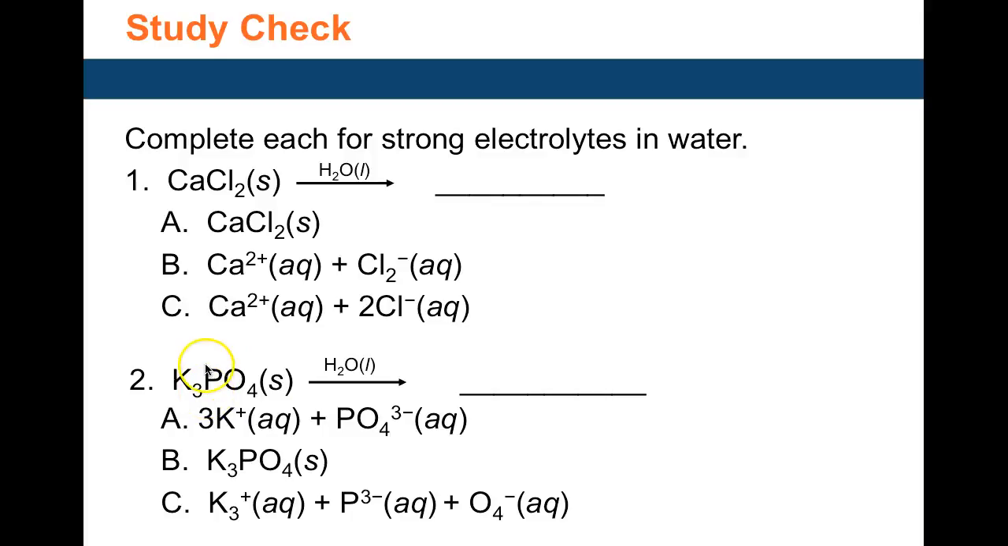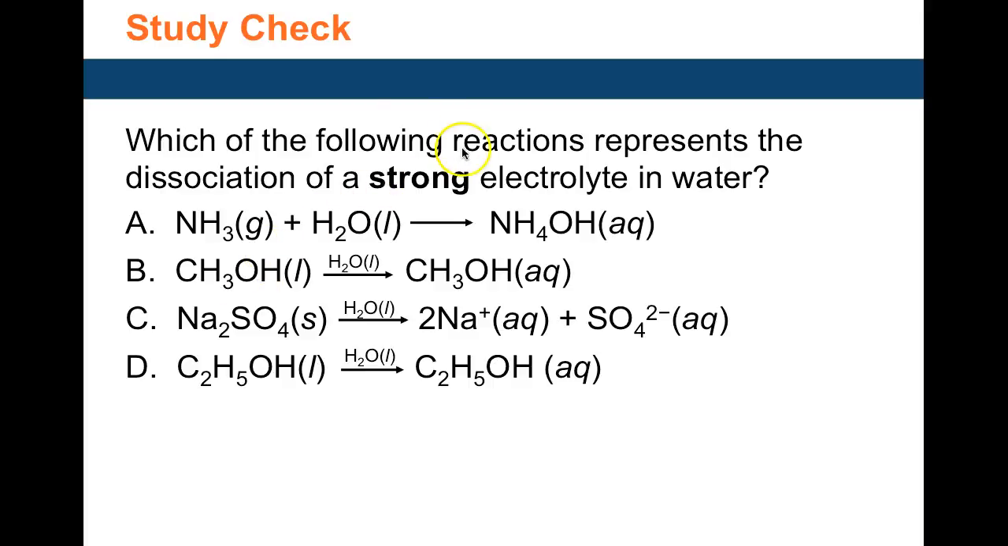Similarly here, it'll have to be completely broken up into metal and non-metal part. This is a polyatomic ion, phosphate. All right, so there are three of these potassiums and one of the phosphate. All right, okay, so the only answer is A. Which of the following reactions represent the dissociation of a strong electrolyte in water? So remember, complete breakup, 100%. All right, so this can't be it, this can't be it, but this is a good choice because you have the sodium separating out from the sulfate.